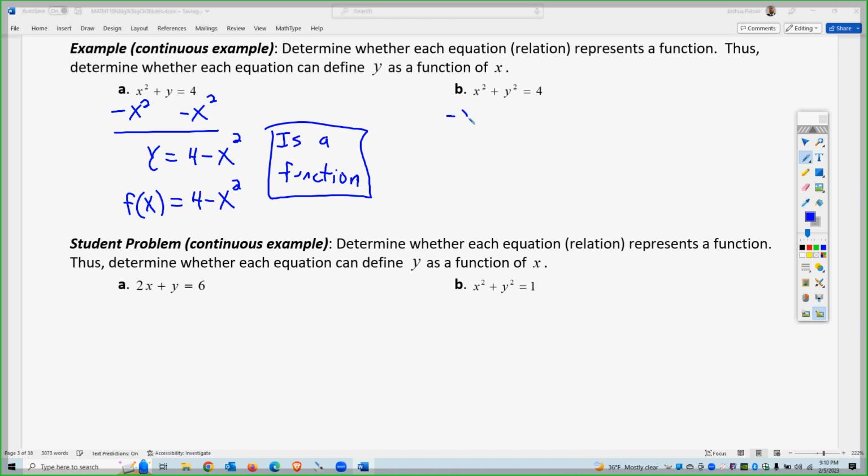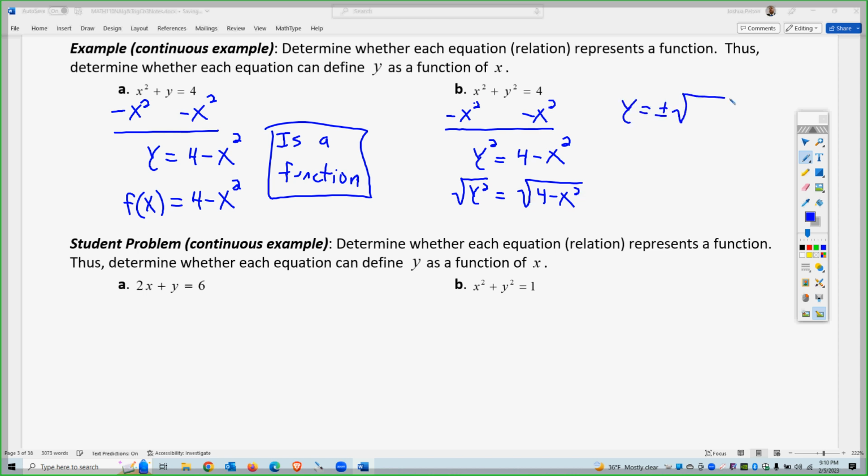So if I do this one, I'm going to minus x squared. I get y squared equals 4 minus x squared. Then I have to square root the y, and I have to square root this. So in fact, I get y equals plus or minus the square root of 4 minus x squared. So the problem is if I plug in an x value now, I'm going to get two y values because it's a plus or minus. This is not a function. It's in fact a relation only. Okay. All right, pause the video, try the student problems for yourself.